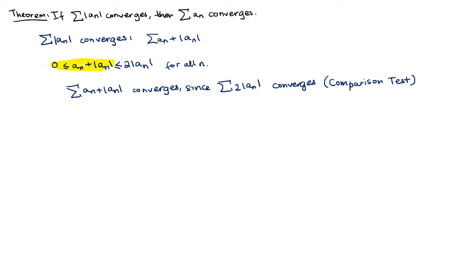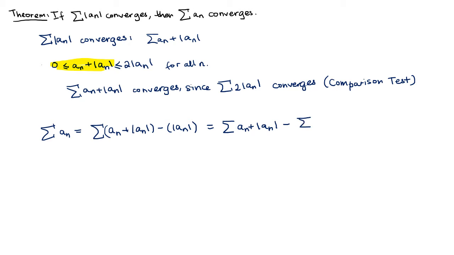All right, and here's where the magic happens. We can write the series a_n as a_n plus the absolute value of a_n minus the absolute value of a_n. Since this series converges and this series converges, the difference of these two series is the sum of the series with terms a_n. And that proves it.